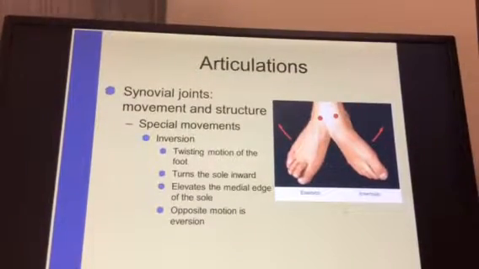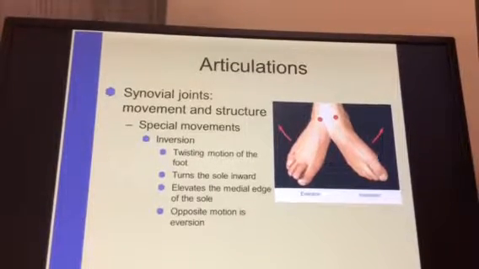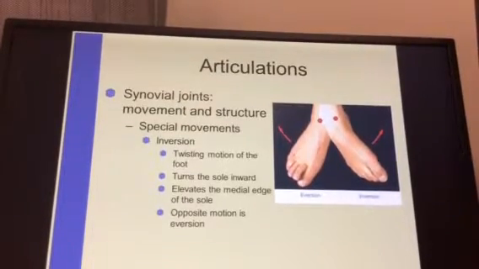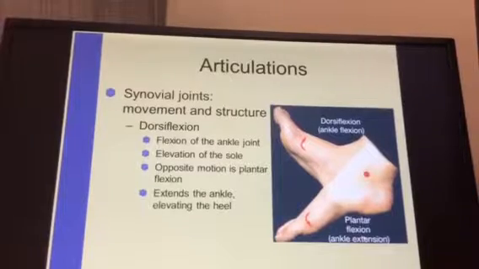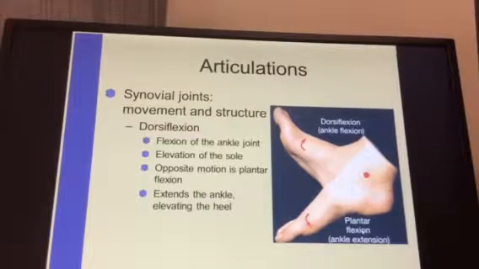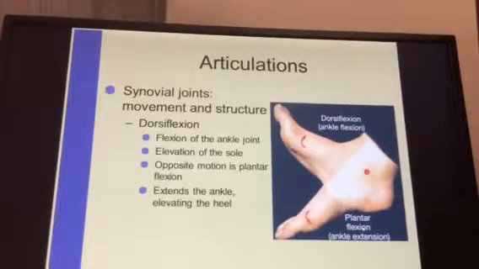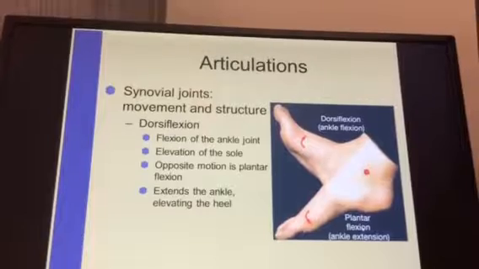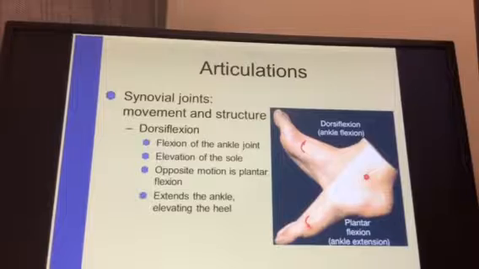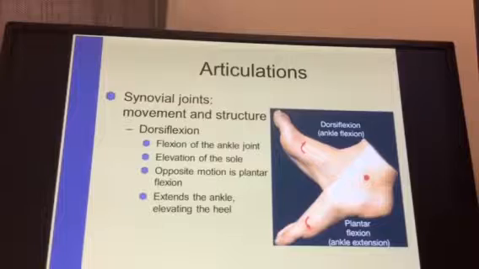Other movements we can have are inversion and eversion. Inversion is in, so in towards the body. Eversion is moving the outside away from the body. We can also have, specifically to the foot, dorsiflexion and plantar flexion. Dorsiflexion, again, is moving up and towards the body. Plantar flexion is moving towards the plantar aspect and moving away. This is what we call the dorsal surface and the plantar surface when we're dealing with the foot. These are specific motions to the foot and ankle. These are not specific to the other portions of the body.